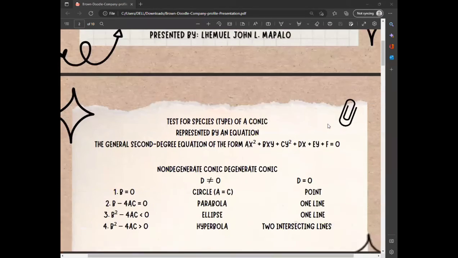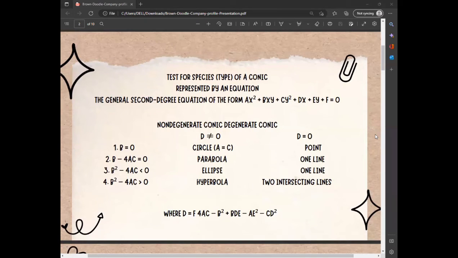So, let's go right away. Test for the species or type of a conic represented by an equation. The general second degree equation is of the form ax squared plus bxy plus cy squared plus dx plus ey plus f is equal to 0. We have two types of conic: the non-degenerate conic, where D is not equal to 0, and the degenerate conic, where D is equal to 0.